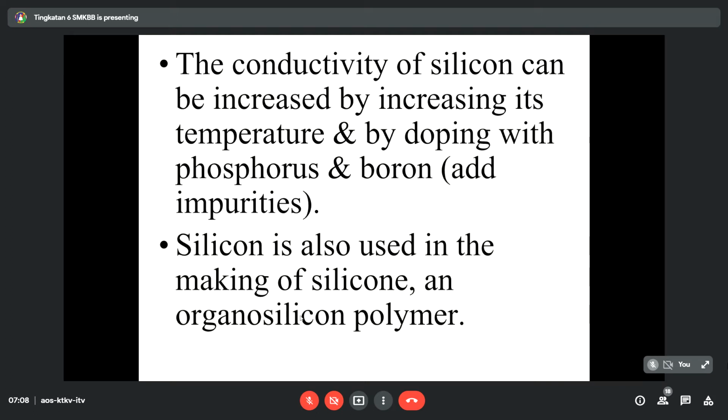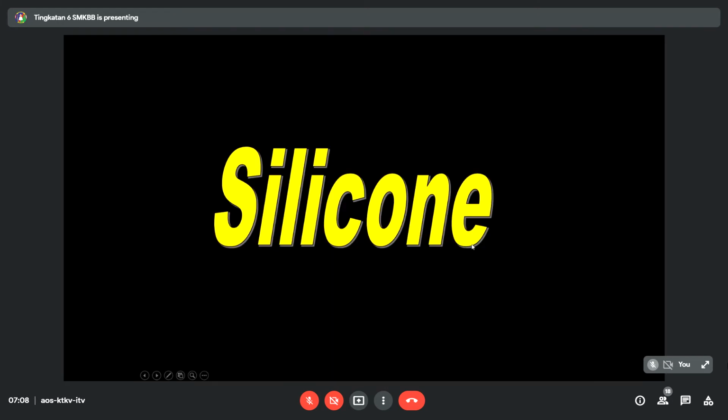Okay, so silicon is used to make silicone, and silicone, of course, is a polymer. Right? So let's start with silicon, because silicon, that's all, is a semiconductor, okay, which is present in a lot of electronic gadgets. And of course, silicon is also used to make silicone. So now let's have a look at silicone.